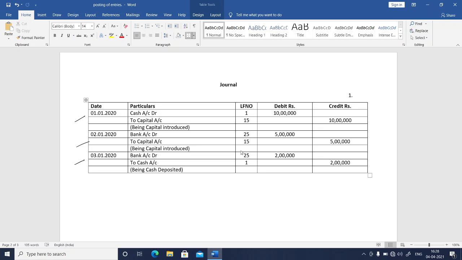1st January 2020, cash account debit to capital account. LF number 1, LF number 15, debit amount 10 lakhs, credit amount 10 lakhs, and I have written a small narration here also, being capital introduced. Now, what is this entry actually telling us?